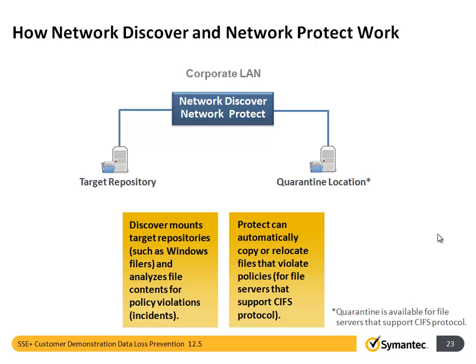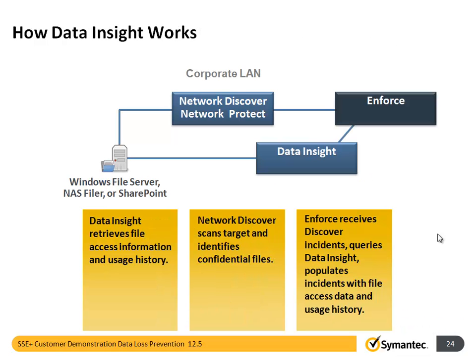This slide depicts what's going on right now in the background. Our Discover server, which powers both Network Discover and Network Protect, depending on how you're licensed, is going in and scanning all the files in that target repository, which in our case is a file share on the local Enforce VM. And then for any confidential files that it discovers, the way that we have our policies configured in the demo environment causes Network Protect to then quarantine those files to the specified quarantine location, which we just saw in the target configuration.